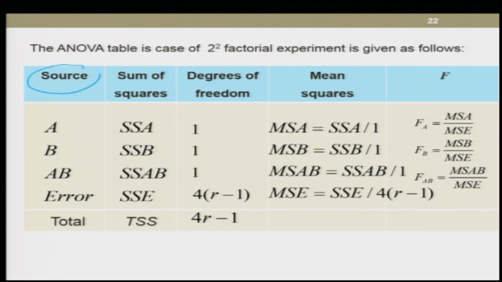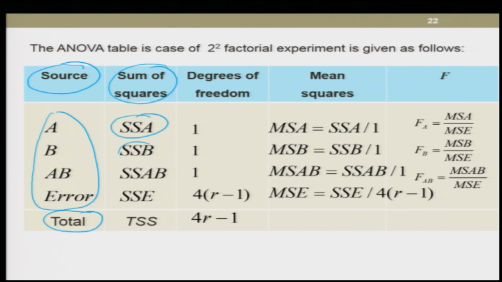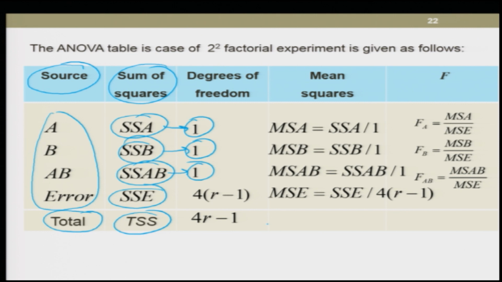In the first column we have the source, which are A, B, AB and obviously error and total. Then we obtain the sum of squares, which are SSA, SSB, SSAB and TSS, and then from there we try to obtain SSE. SSA has degrees of freedom 1, SSB has degrees of freedom 1, SSAB has degrees of freedom 1, SSE has degrees of freedom 4(r minus 1), and finally TSS has degrees of freedom 4r minus 1.